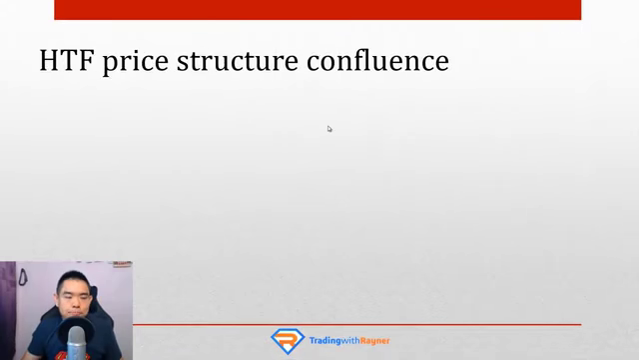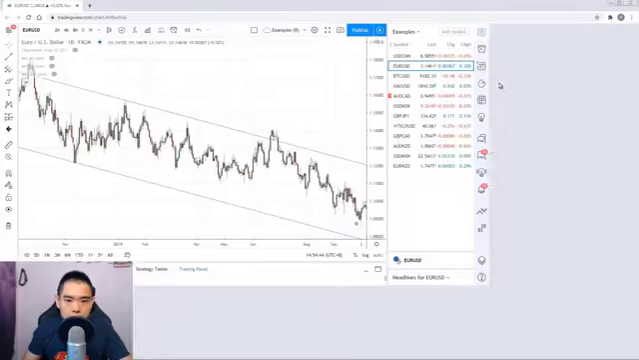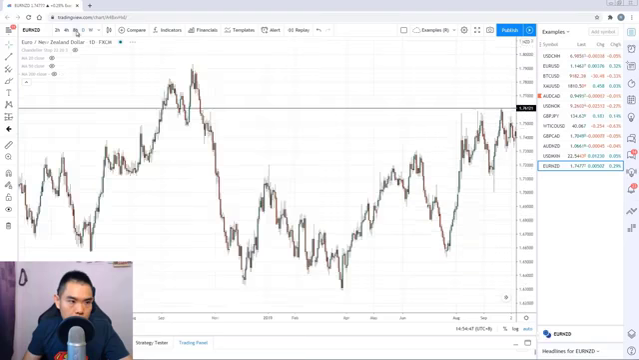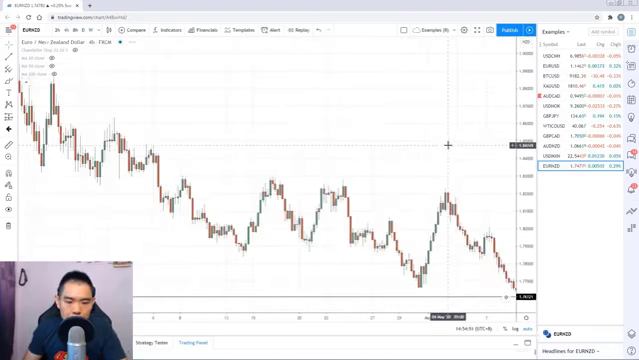And finally, higher time frame price structure confluence. So what do I mean by this? This can really enhance the odds of your trade if you are trading where there's a confluence of the higher time frame support resistance. For example, let me just share with you over here. Let's say Euro New Zealand dollar. Okay, let's say the 4-hour time frame. You have a very nice bounce over here.